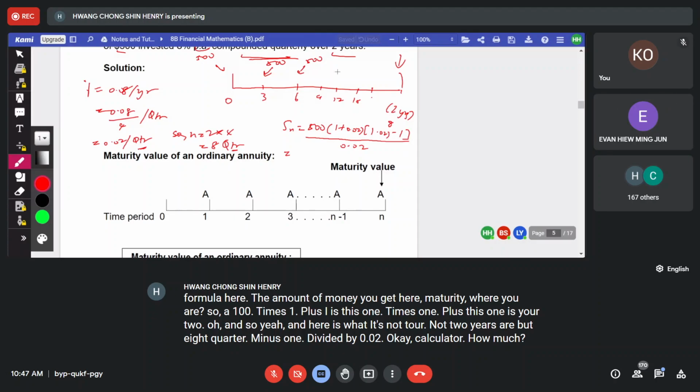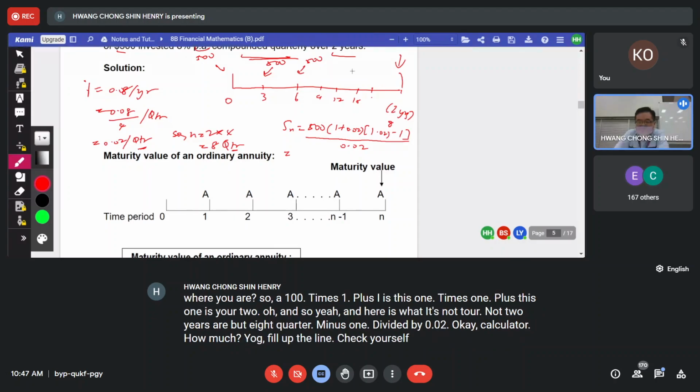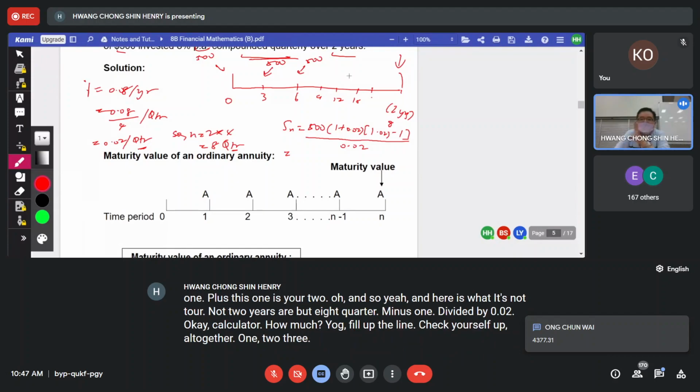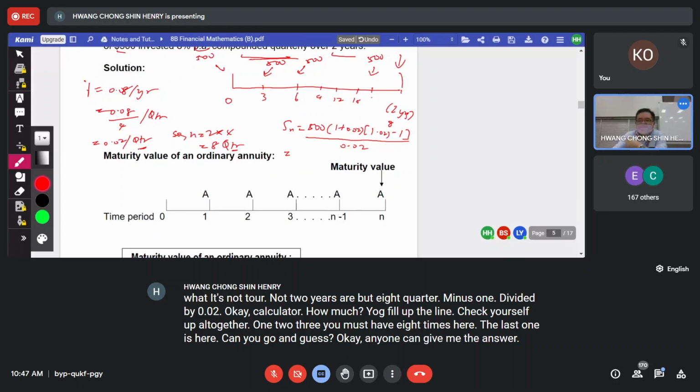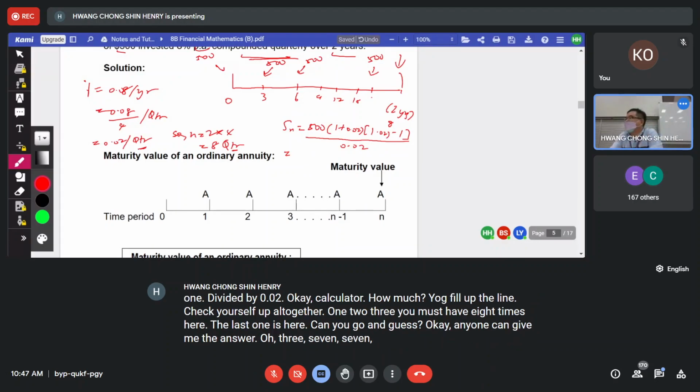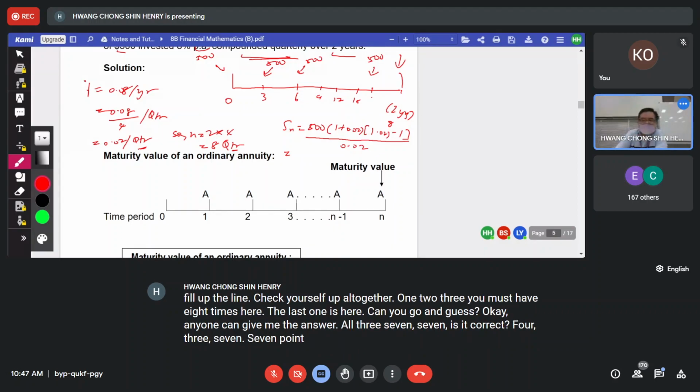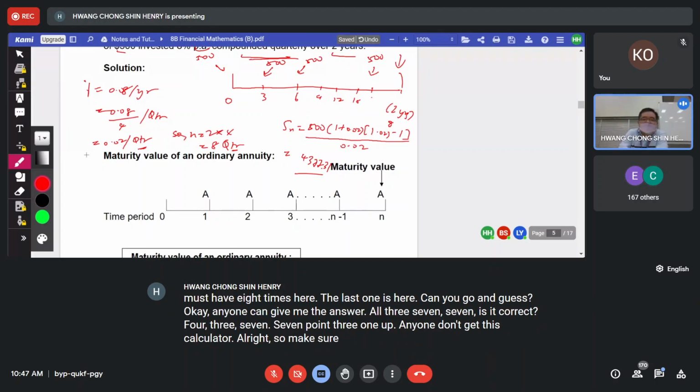You all fill up the time chart yourself. Altogether, 1, 2, 3, you must have 8 times here. The last one is here. Can you all go and guess? Okay, anyone can give me the answer? 4377, is it correct? 4377.31. Anyone don't get this from the calculator? All right, so make sure your N and the I is correct.